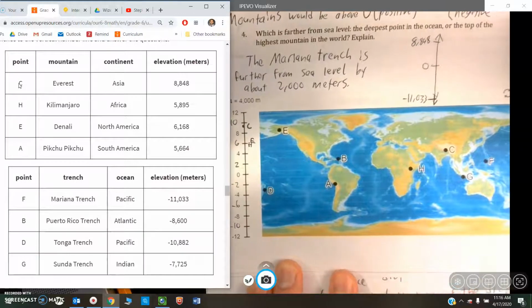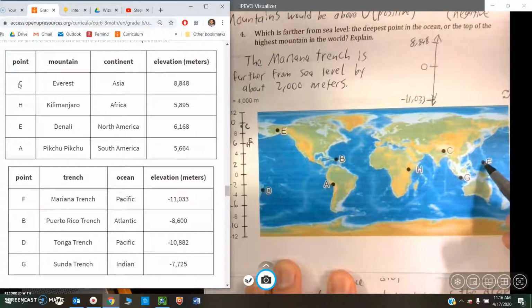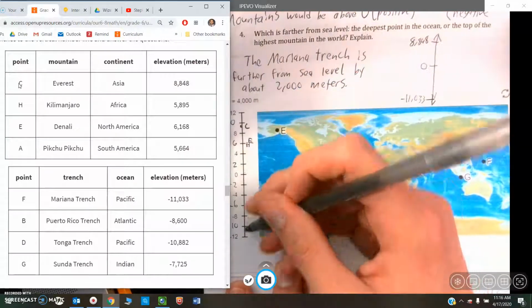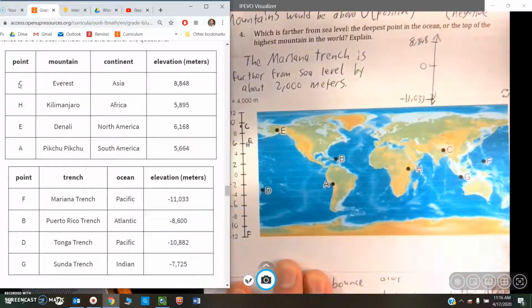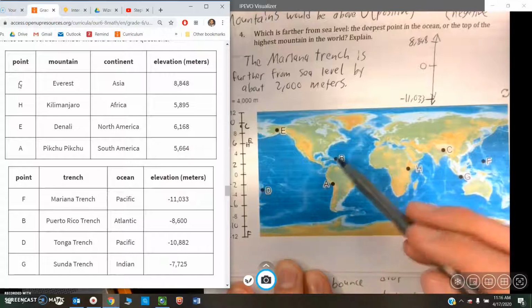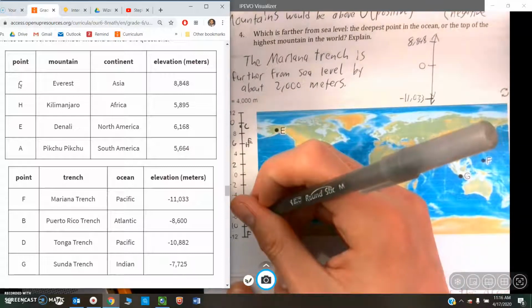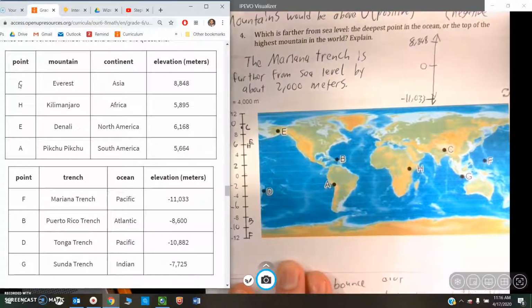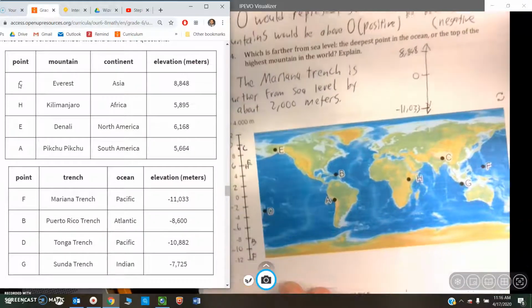And real quick, we'll do just a couple of the negative ones. Mariana Trench is over here in the Pacific Ocean, and that's negative 11,000. So here's sea level, negative 11,000 deep down here. The Puerto Rico Trench, negative 8,600. That would be a little bit below 8,000. Do that there. And then if you want to do the rest yourself, you can.